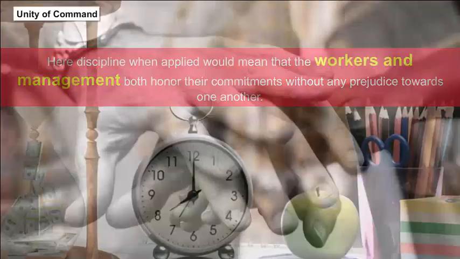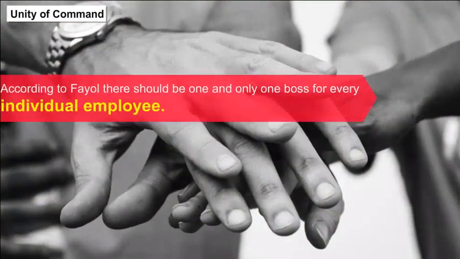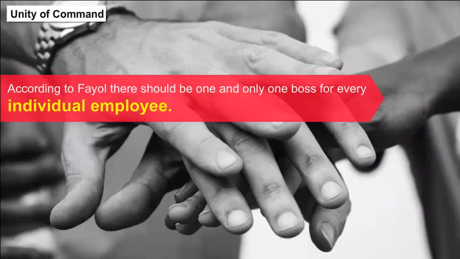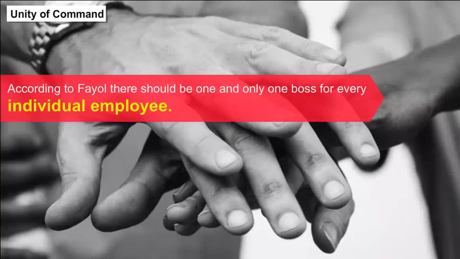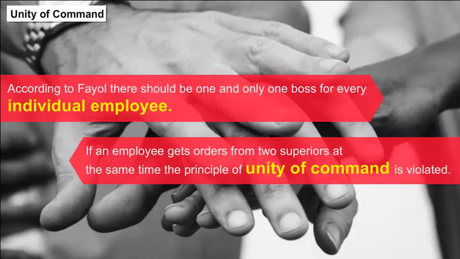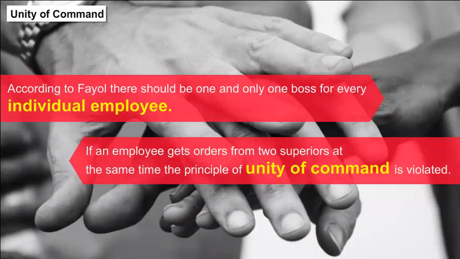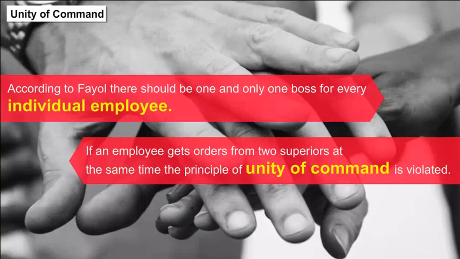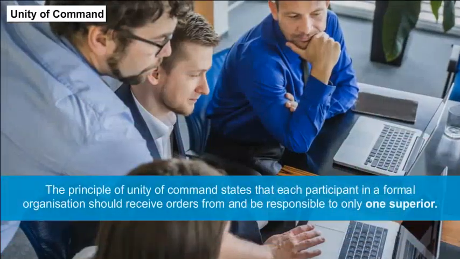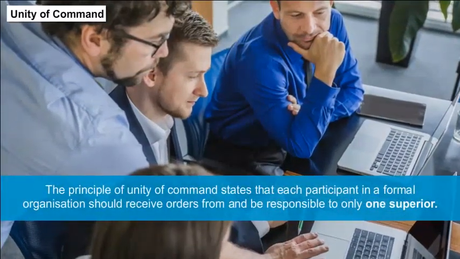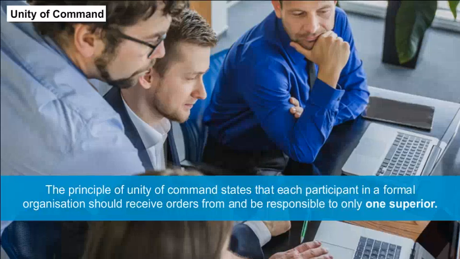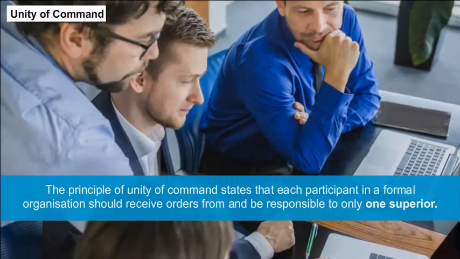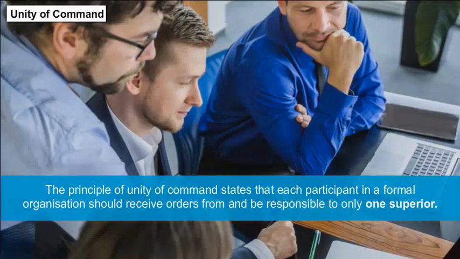Unity of command. According to Fayol, there should be one and only one boss for every individual employee. If an employee gets orders from two superiors at the same time, the principle of unity of command is violated. The principle of unity of command states that each participant in a formal organization should receive orders from and be responsible to only one superior.